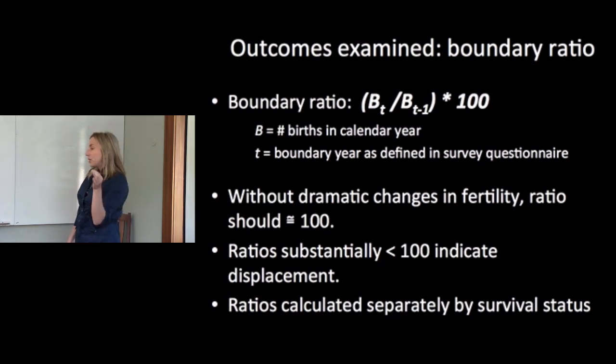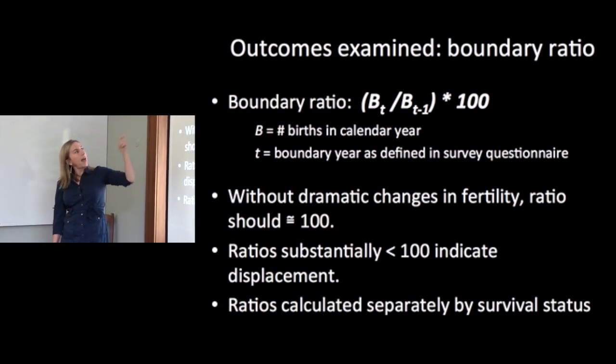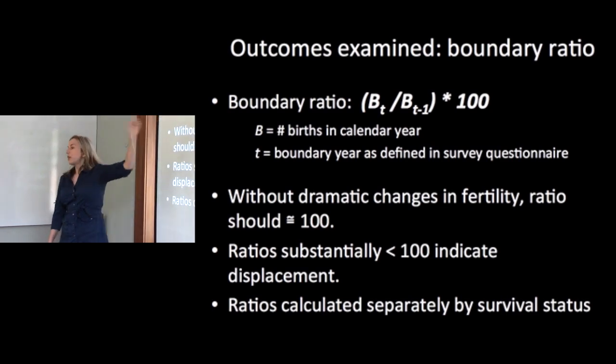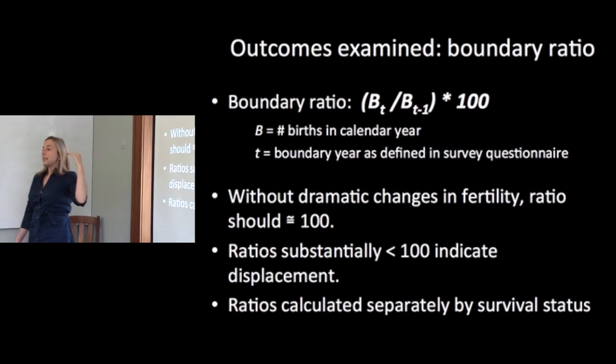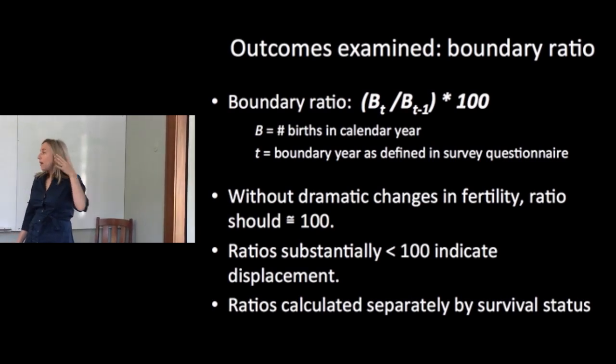The outcome that I'm looking at is what we're calling the boundary ratio. That's the count of births in the boundary year divided by the number of births in the boundary year minus one. I'll show you an example of what this looks like graphically. And multiplying that by 100. So if there's an equal number of births, as you would expect unless fertility is dramatically changing, you would expect that to be about 100.